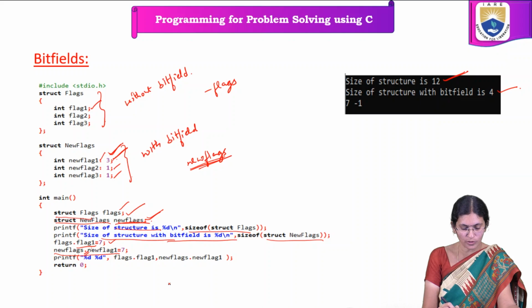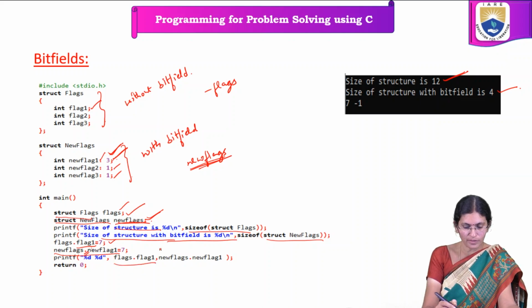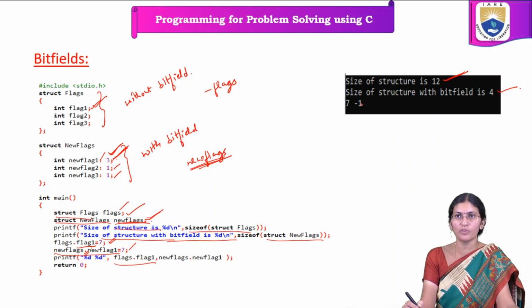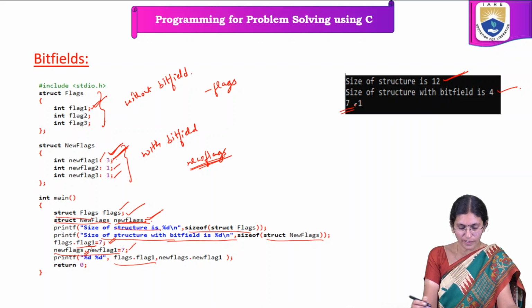Now let us see the output of this program. If you try to print the value of this member and the value of the first member, both of which have been initialized with 7, both the members have been initialized with the value 7. Now let us see the output of this program. The first one is coming as correct, the same value that we have assigned, we are getting the same value.